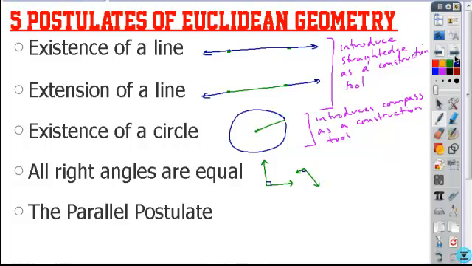And then finally, the parallel postulate. It has somewhat confusing wording, but the gist of it is if you have 2 lines, and a third line passes through those 2 lines in such a way that the same side interior angles are less than 180 degrees. So if A plus B is less than 180, then what the parallel postulate says is these lines will converge on that side.